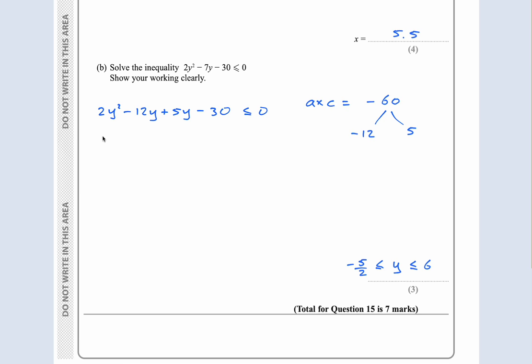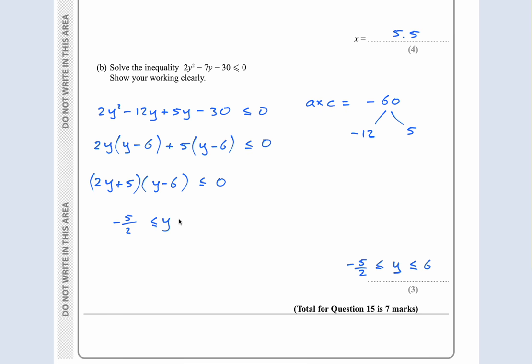Then I take out the 2y here, 2y into y minus 6, because if I take out 2y, I have a y left here, and I have a 6 left here. And then I'm going to take out the 5, and I get y minus 6. And then these two are the same, so I'm left with 2y plus 5 times y minus 6 less than or equal to 0. And then you can just write down the answer. You can just go y is greater or equal to minus 5 over 2 and less than or equal to 6. And if you really want to understand why that's the case, which you should, you can draw the graph.